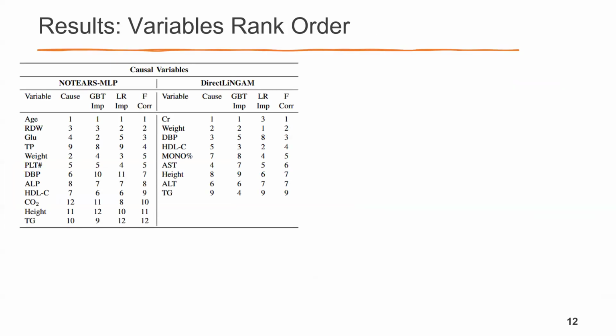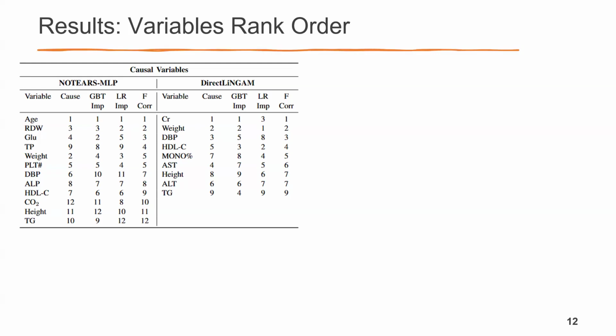Next, we will show more tables. This table contains the rank order of causal variables and effect variables we will show in the following from two models, feature importance from two machine learning models, and the correlation between variables and heart failure likelihood.